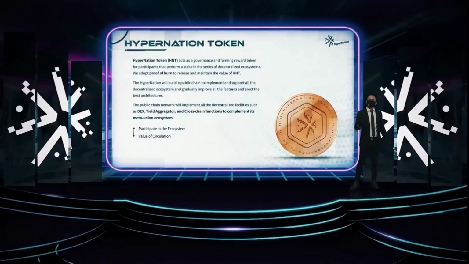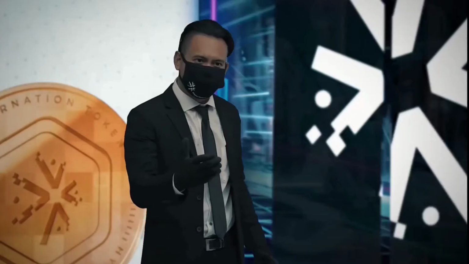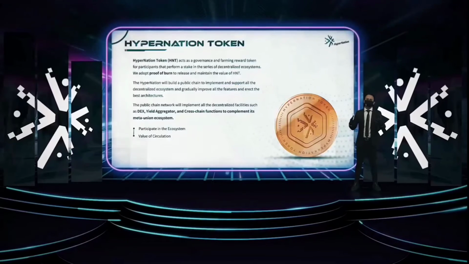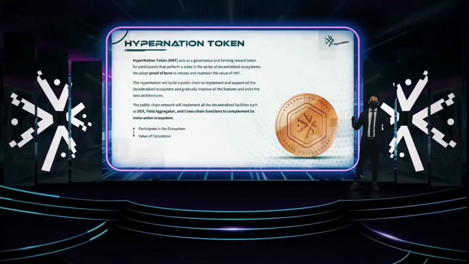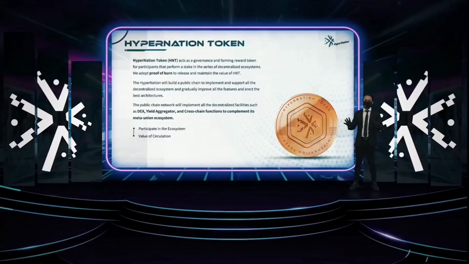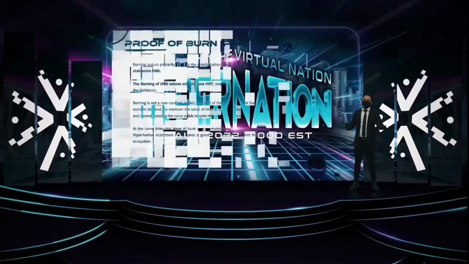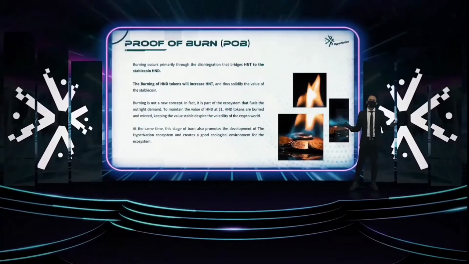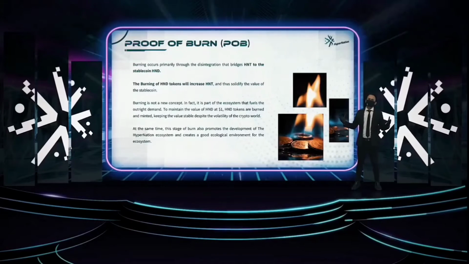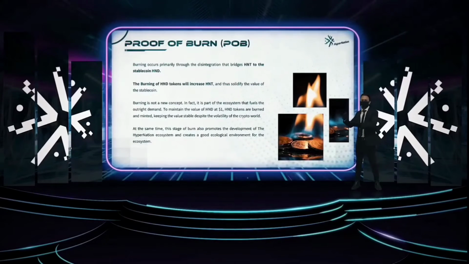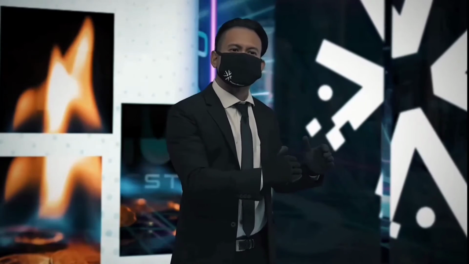Next, we have our second coin, which is HyperNation Token, HNT. This is a governance and farming reward token, and adopts the mechanism of proof of burn to release and maintain its circulating supply. Proof of burn is a new concept, and in this context, burning is done through the disintegration of HNT and HND connectors.